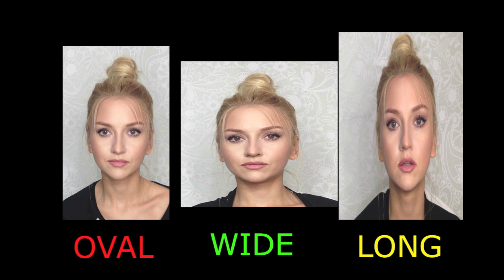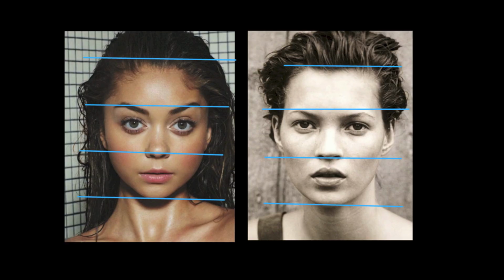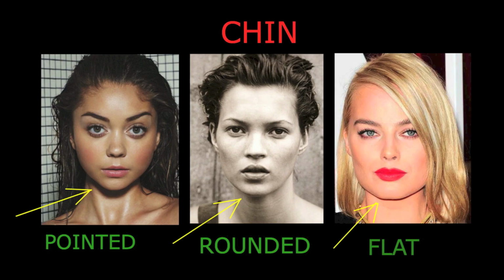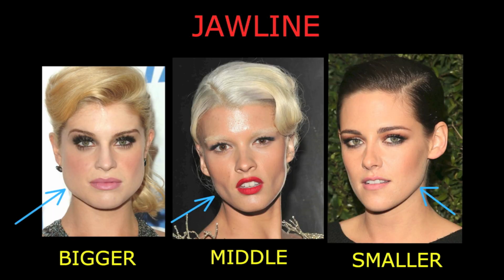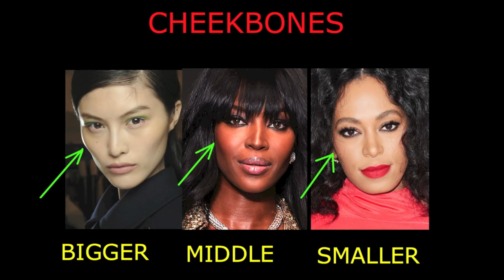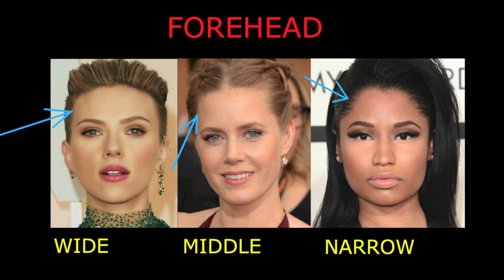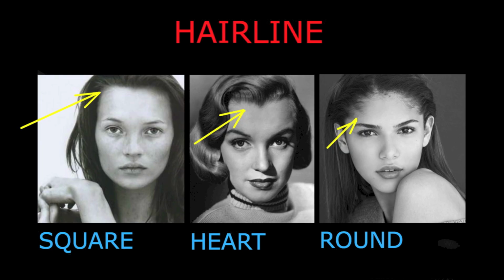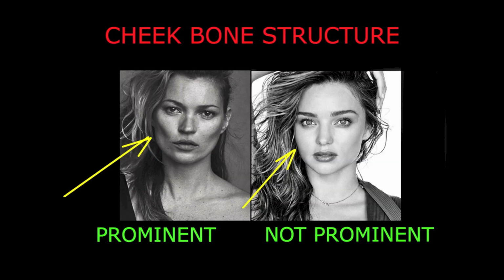Let's repeat, like we have 3 basic shapes: oval, wide, and long. Then we have those 3 parts of the faces, and we put our attention on chin, whether it's pointed or not, jawline, whether it's big or small. In the middle part, we pay attention on the cheekbones, are they big or small? And on the top, we pay attention on the forehead, if it's wide or narrow, and on the hairline, if it's rounded or if it's square. That's basically it. Then we look in the middle of the face and we pay attention on what kind of bone structure does the person have. Prominent cheekbones or not prominent cheekbones.